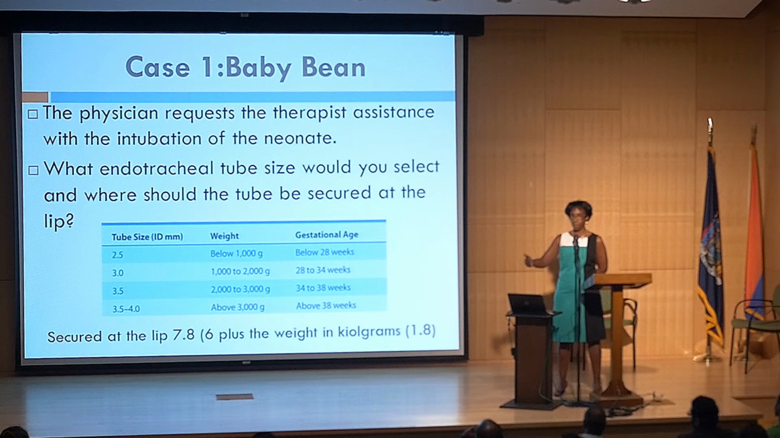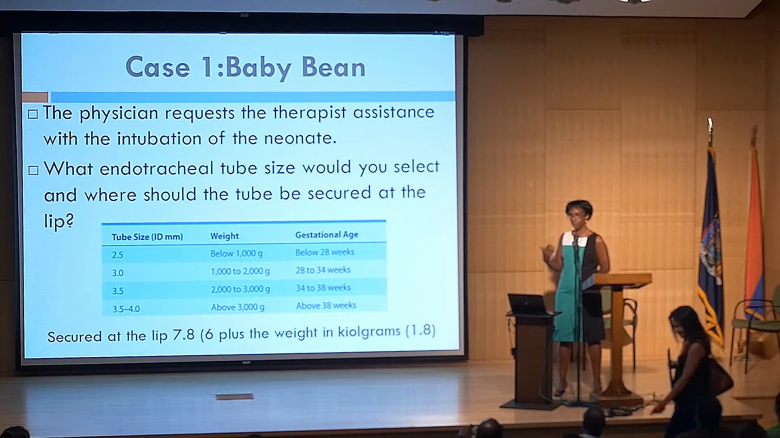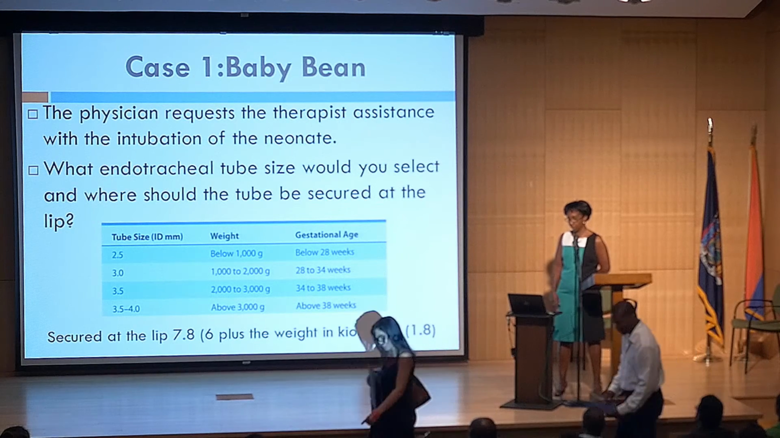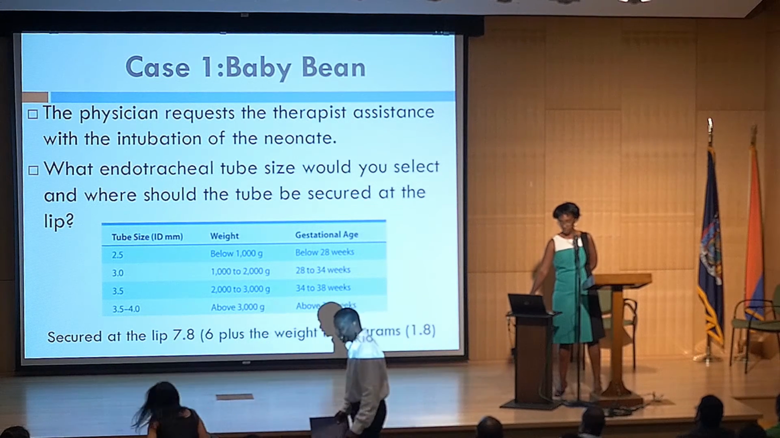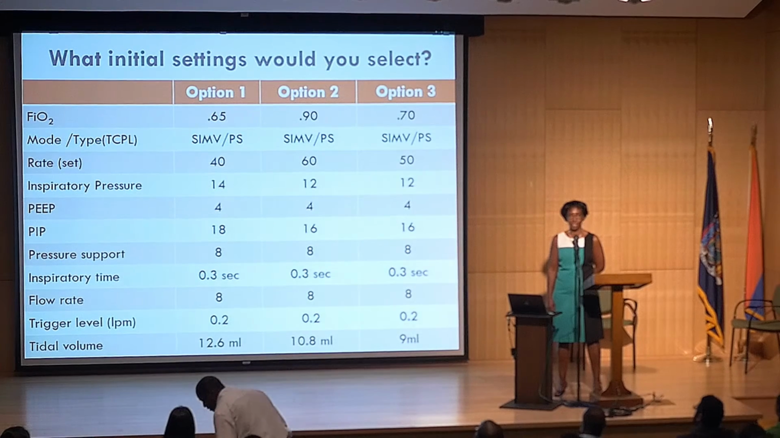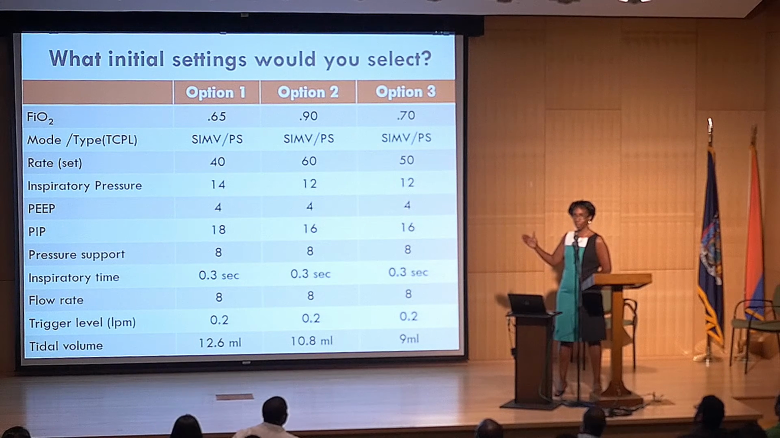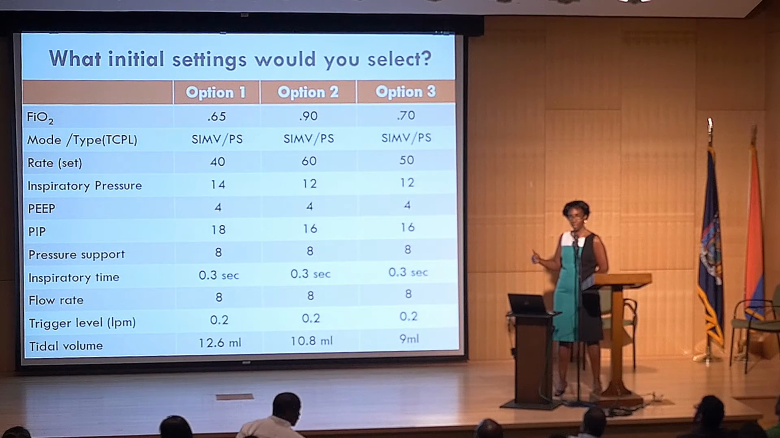So we now know that the baby's intubated. You've assisted with the intubation. The baby has a 3.0 endotracheal tube, secured at 7.8 at the lip, excuse me. So now you have to do something more: your ventilator settings. Which option would you want? Option number 1, option number 2, or option number 3? And just kind of look at the different options.